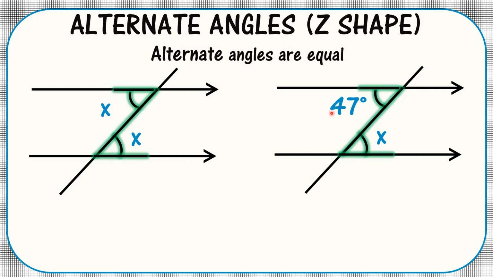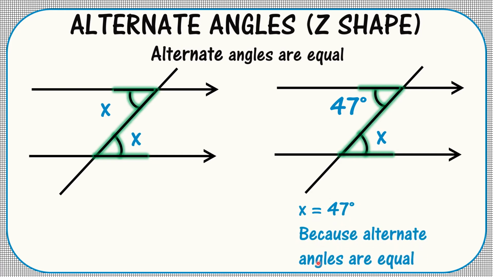So here we have an example. If this angle is 47 degrees, what is the value of X? We would say that the value of X is equal to 47 degrees, and the reason is because alternate angles are equal.